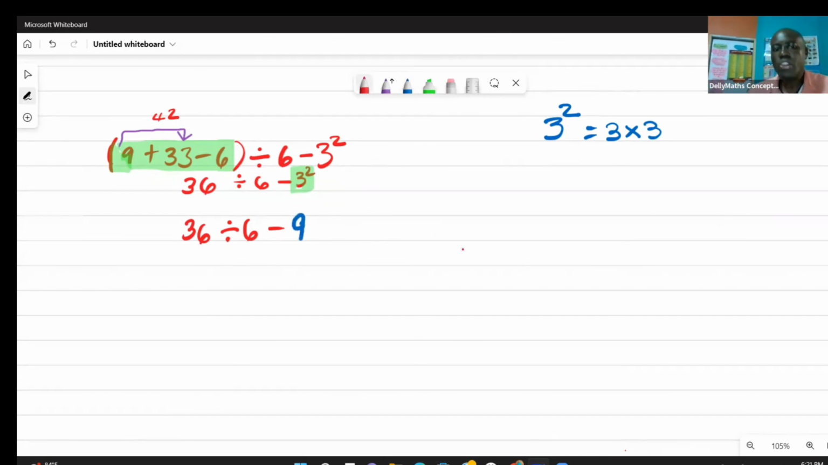All right. Now we are going to assess the situation. 36 divided by 6 minus 9. Let's put that through. 36 divided by 6 is 6. When you minus 9, this is now negative 3.